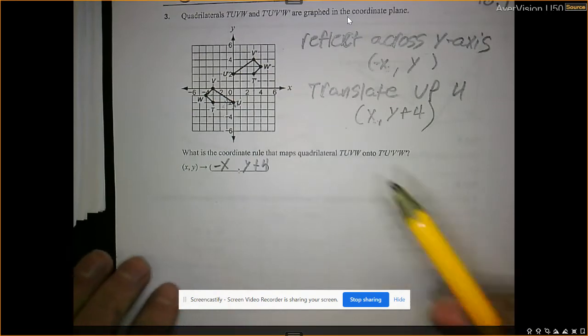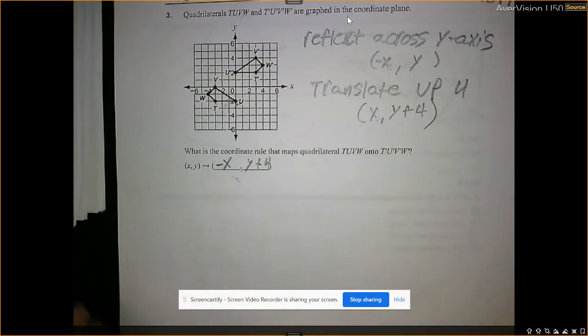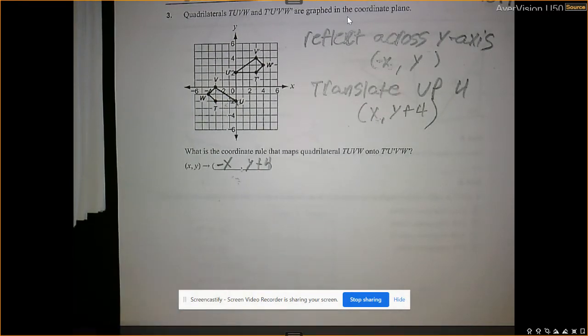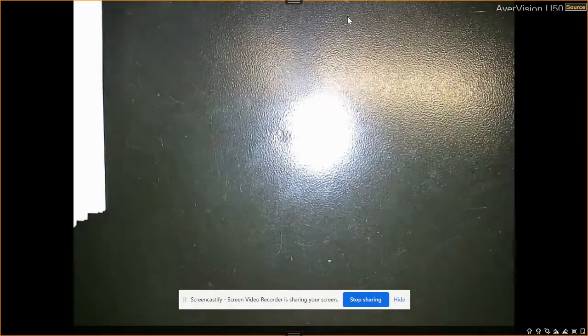You can check it too. Make sure this works with, say, V. Send it through this rule. See if it gets you to V prime. Pause the video, do that, and I'll tell you it does get you there. Okay? All right, let's turn the page. Let's keep moving here.